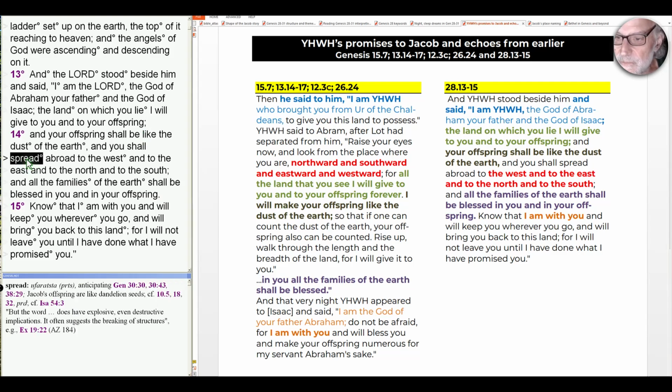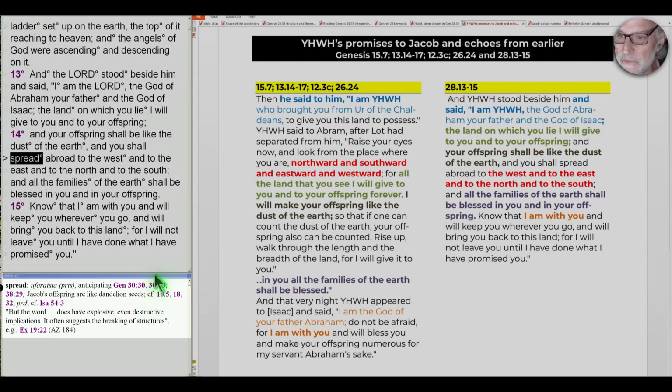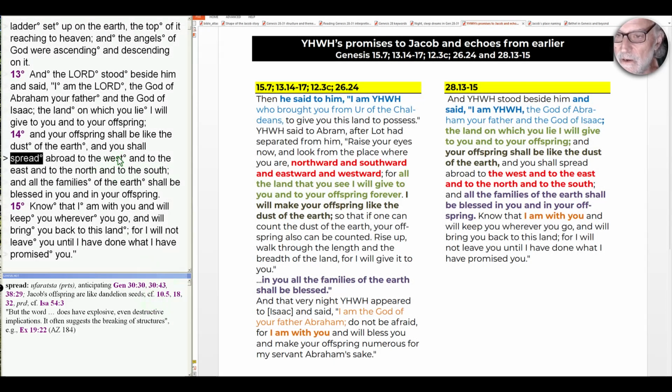And you shall spread, using the verb perts here, which is hard to pronounce without the vowel. But as Gottlieb Zornberg again notes, it has explosive, even destructive implications. Other times it's translated things like burst out. And so the comparison is like dandelion seeds being blown on. The seeds will spread abroad in all the directions.